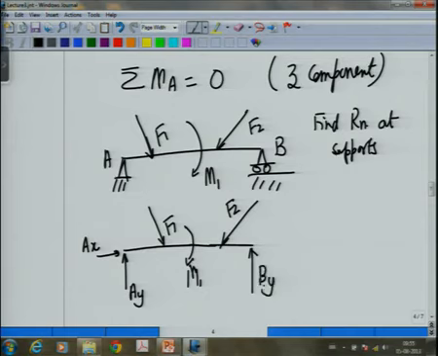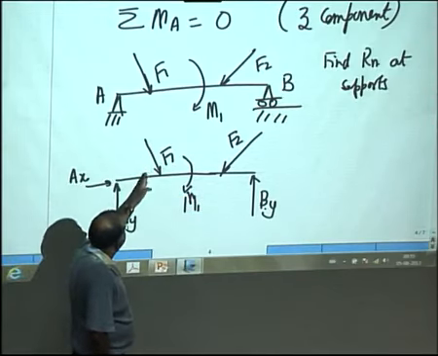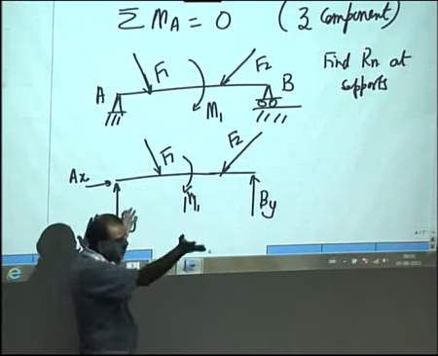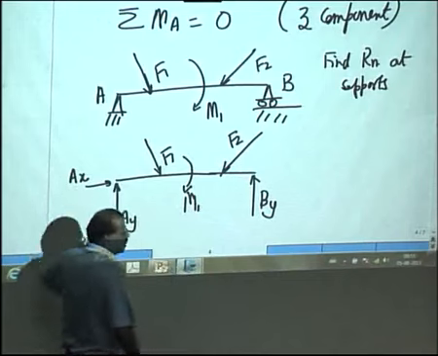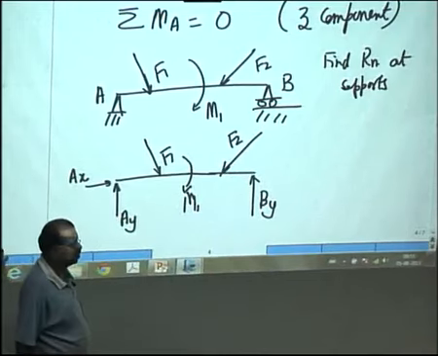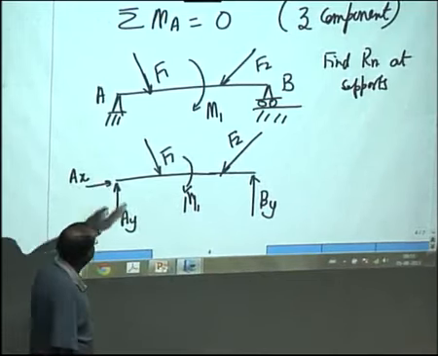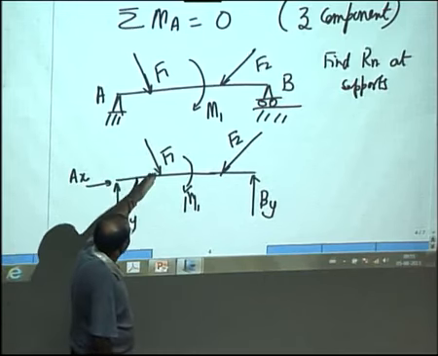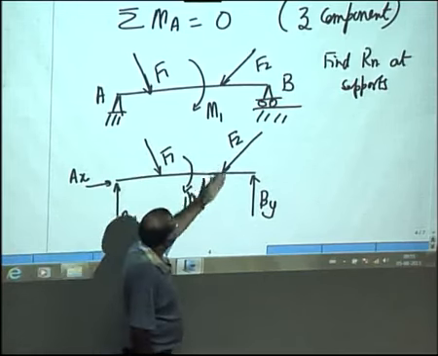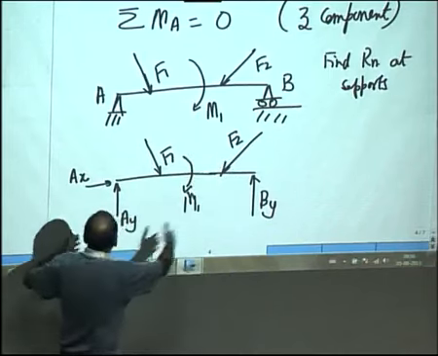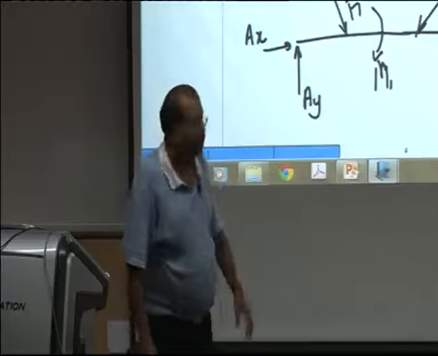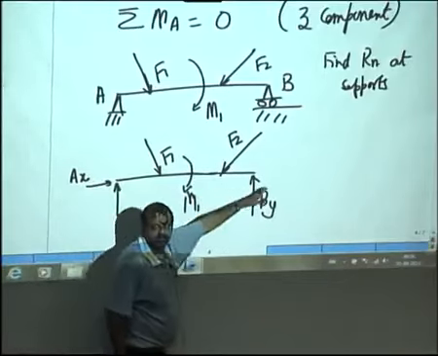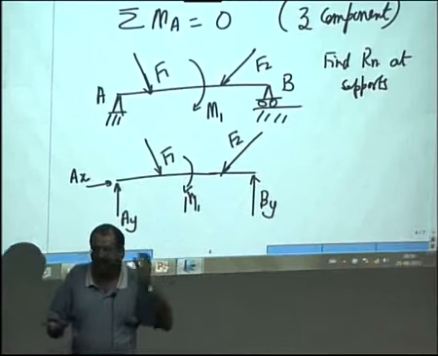And now, if I write sigma Fx is equal to 0, let us assume x is the positive direction. So, F1 cos alpha minus F2 cos beta plus Ax is equal to 0. That will give us the x equation. The y equation, minus F1 cos beta minus F2 cos gamma, whatever those angles are, plus Ay plus By is equal to 0. That will give us the second equation, and we take moments about A or moments about B is equal to 0.